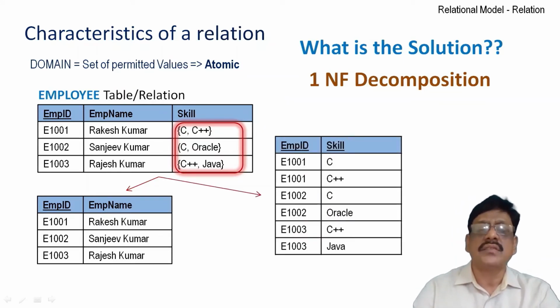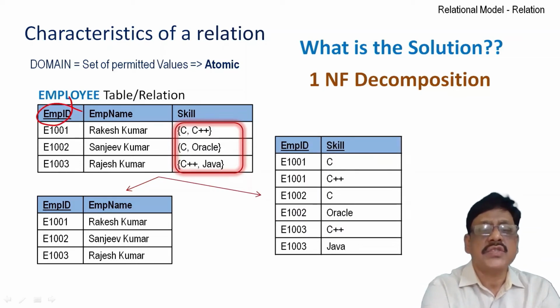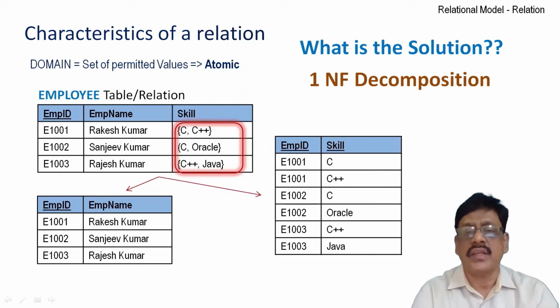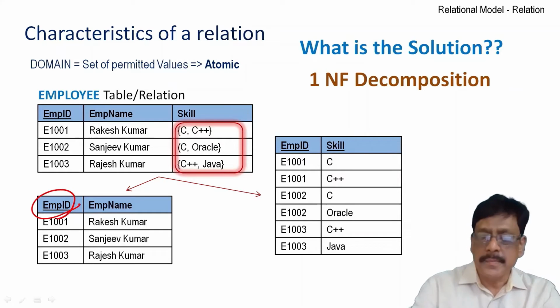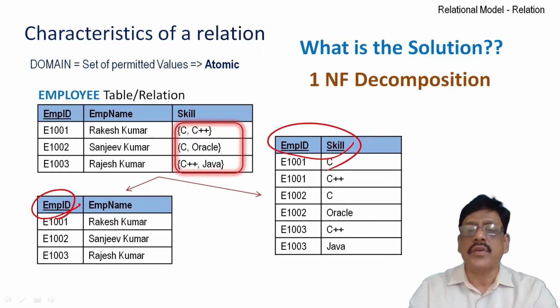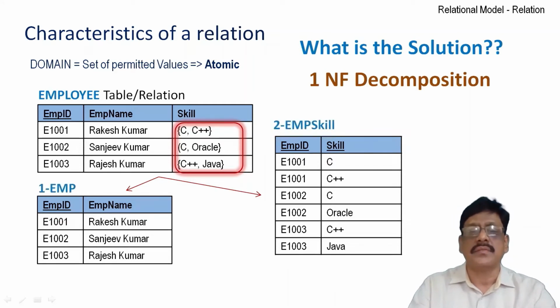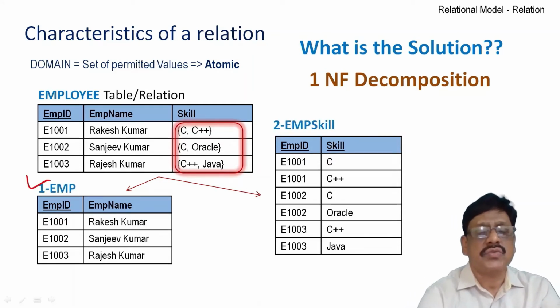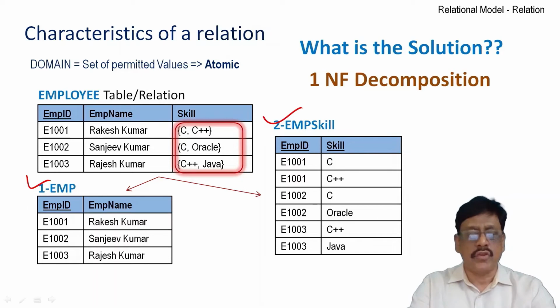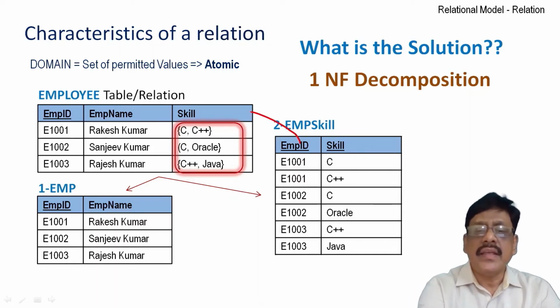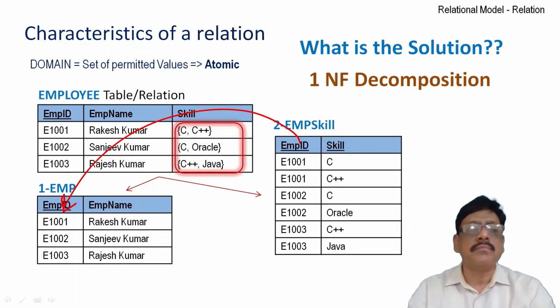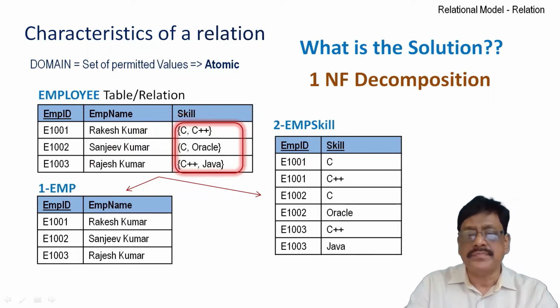The second one is what? It takes the primary key of the first one and the multi-valued attribute. Look here. Employee ID is the primary key of the first table. And in the second table, employee ID and skill combined define the primary key for the second relation. We can name the first one employee and the second table employee skill. Employee ID here serves as a what? A foreign key referencing the employee ID of the employee table.